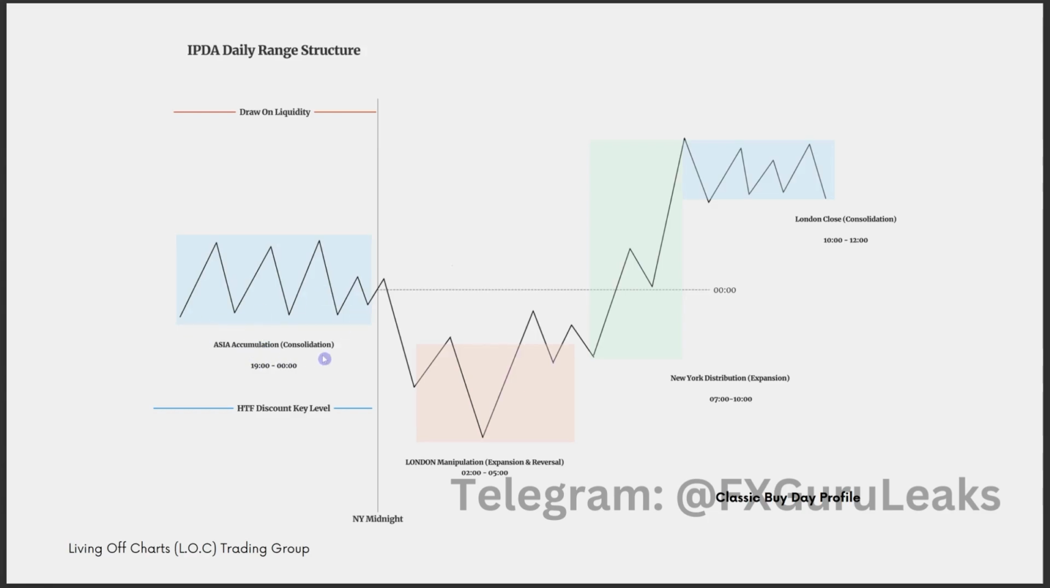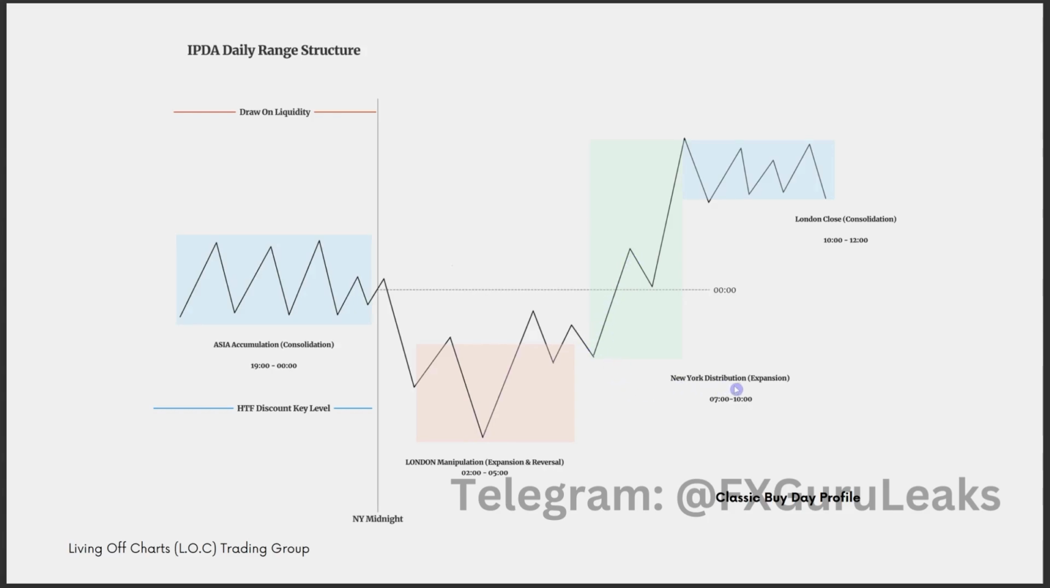So accumulation during Asia from 7 to 12 a.m., right? Higher time frame, discount level resting just below that accumulation phase, right? This is important. We want to see that consolidation just before that key level, because then the manipulation phase can actually hit that higher time frame discount key level, and then we can expect this to be the manipulation. And this often happens during London session between 2 and 5 a.m. This is the London session kill zone, right? We always mark out New York midnight opening price so we can determine that the expansion lower is actually manipulation. And then we can have a reversal which leads to an expansion higher.